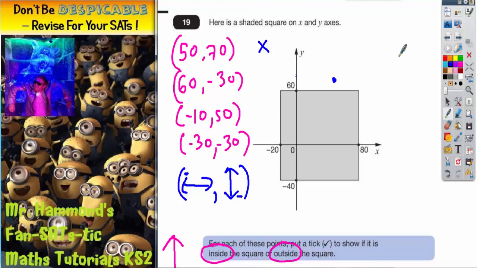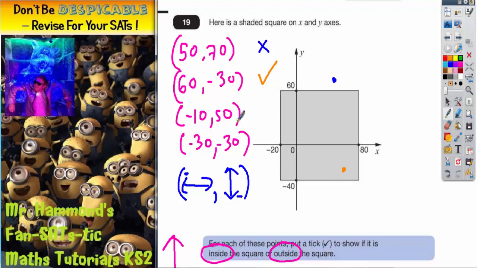60, minus 30. Let's go a different colour. 60 across from 0 would be about here. So we haven't quite reached the 80 yet. And minus 30, we need to go down. Well, we haven't gone down as far as minus 40. So it would be round about down there. So I would say that 60 across and minus 30 down would be round about there. So I think that would definitely be inside the square.